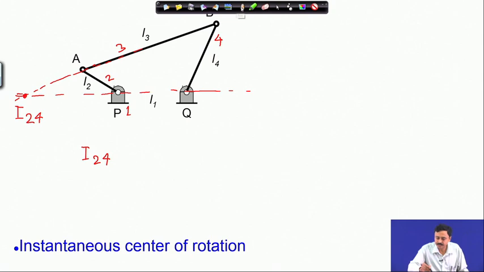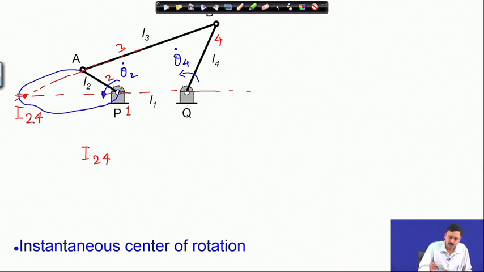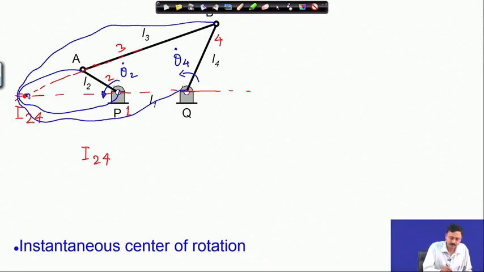Now, why do we need this? Let me just briefly explain, we have already gone through this. If I have an angular speed theta 2 dot for link 2 and theta 4 dot for link 4, remember that this I 2 4 is the point where an extension of link 2 and an extension of link 4 have the same velocity.